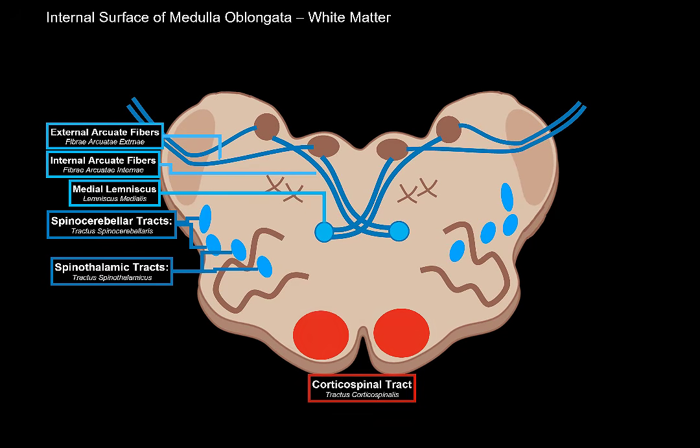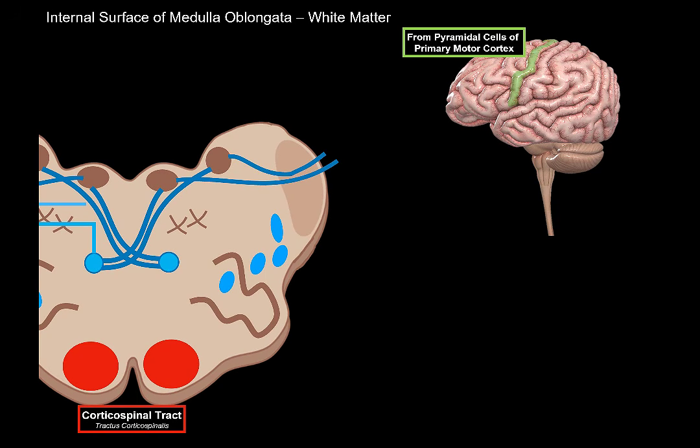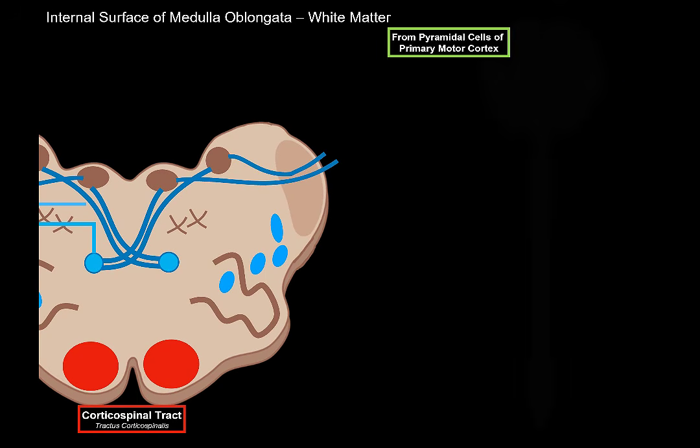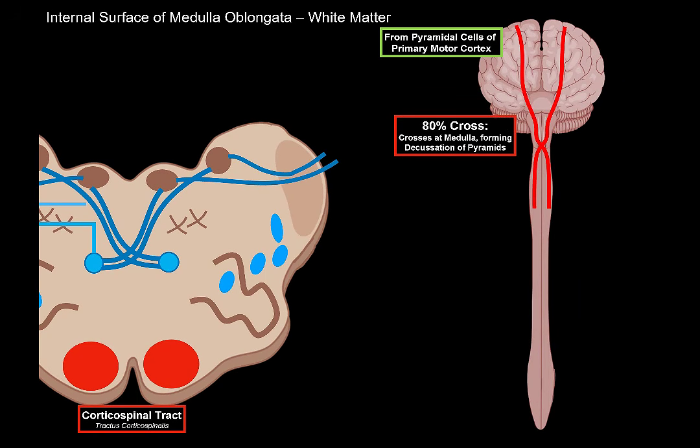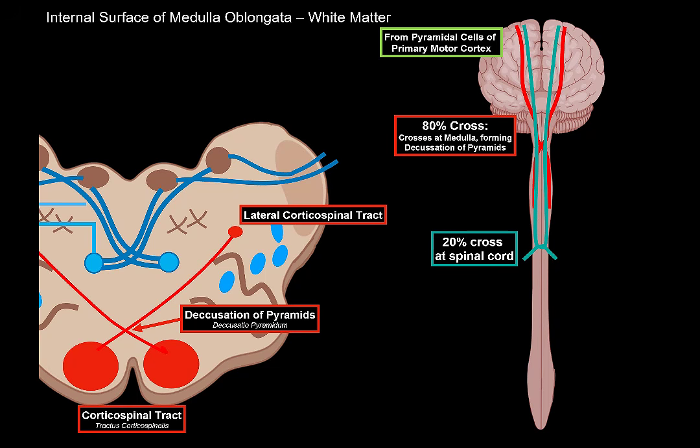Now let's do the descending tracts. And the first one is the one that's the most significant of them, located within the pyramids of the medulla, called the corticospinal tract. These fibers will originate from the pyramidal cells of the primary motor cortex, and then they will descend. 80% of the fibers that descend will cross at the medulla oblongata region, like this, and form the decussation of pyramids. After they cross, they will descend as the lateral corticospinal tract. The remaining 20% will descend as the anterior corticospinal tract and only decussate at the region they exit at the spinal cord.